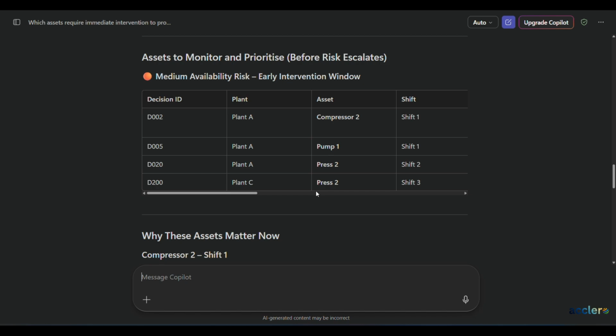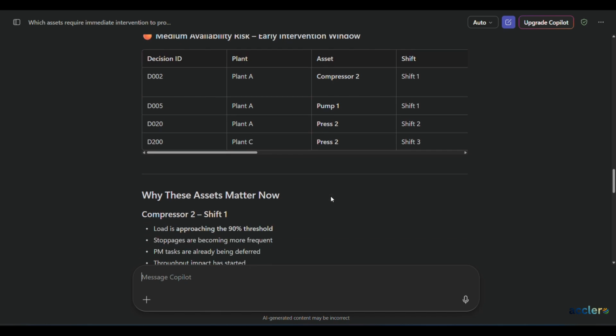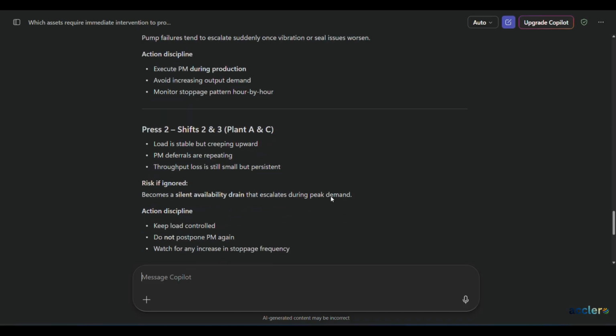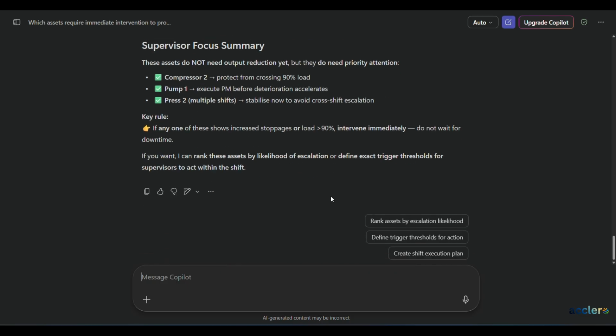By intervening before downtime becomes unavoidable, the plant availability guidance agent helps manufacturing teams improve uptime stability and operational execution discipline. Teams stop reacting after failure and begin protecting availability while production is still running. Output stabilizes, maintenance becomes proactive, and downtime decreases because action happens early, while corrective intervention is still possible.